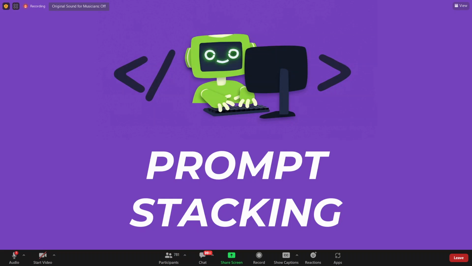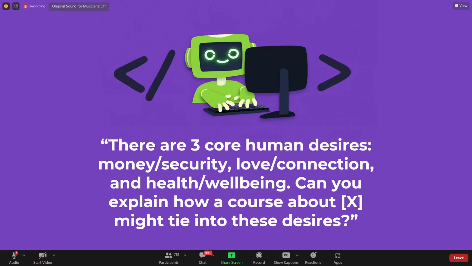Or you could just ask it to do all of those steps in one shot with a prompt along these lines. You give it the context. There are 3 core human desires: money and security, love and connection, and health and well-being. Can you explain how a course about fill in the blank might tie into those desires? Now, I want you to note a few things. 1, I'm giving it context, and the more context, the better. 2, I'm not treating the answers as gospel so much as it's just helping me see other perspectives, but I know enough about my subject matter to know whether the answers make sense or not.